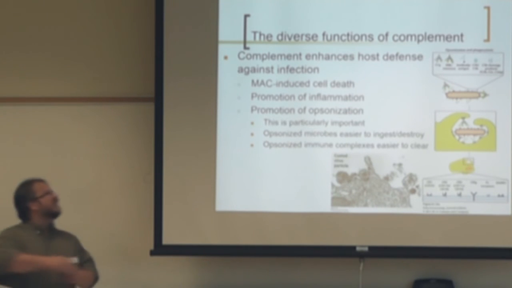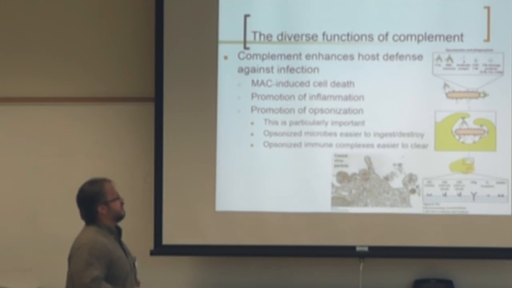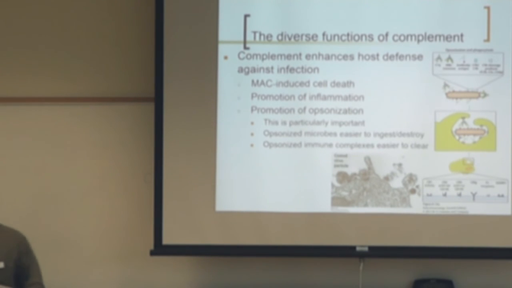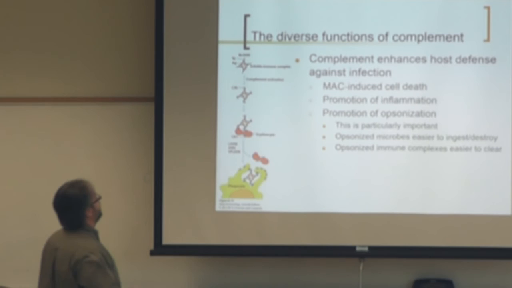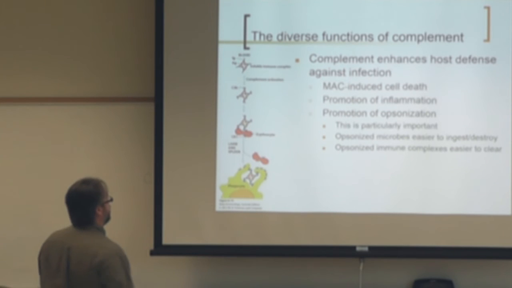So let's see, complement enhances host defense. You've got MAC-induced cell death, promotion of inflammation, promotion of opsonization. Here's just reviewing what we've been talking about. So it coats cells, which leads to them being phagocytosed, or punches holes in cells, and leads to inflammation. It also clears cells, erythrocytes. MAC-induced cell death, so basically promotion of inflammation. Again, this is the same thing.